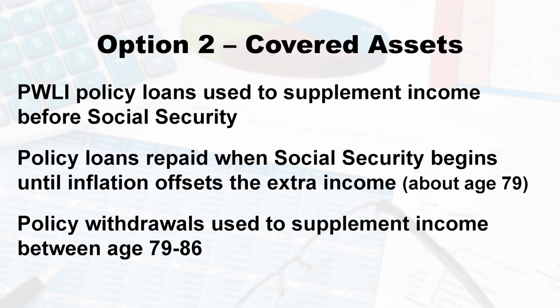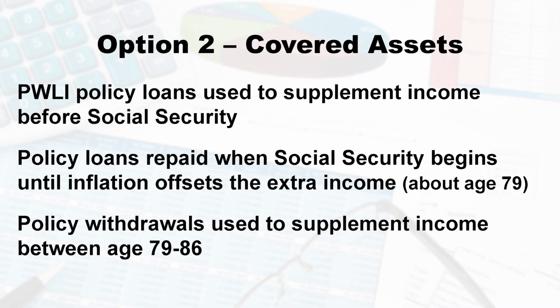All right, so now continuing with option number 2, the covered assets, the participating whole life insurance policy loans can be used to supplement the income before Social Security kicks in. And then once Social Security kicks in, he's going to have more than what he needs to live on every single month. So the policy loans can be repaid when the Social Security begins until inflation rises to the point where he needs to start drawing extra income again. That will be about the time he's age 79. At that point, policy withdrawals can be used to supplement his income between the time he's 79 and the time he's 86. Remember, at 86, he was out of money in the other option.